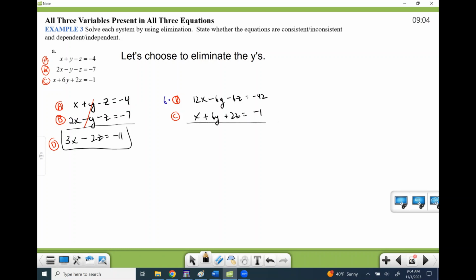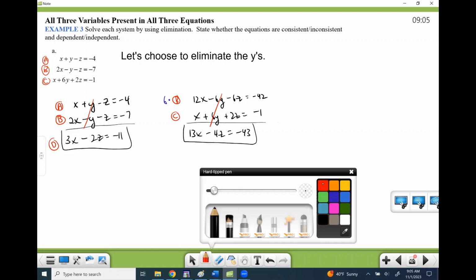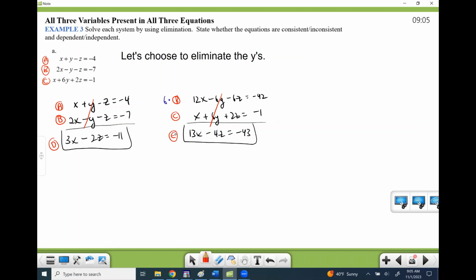We'll add downward. The y's have canceled, and that was key. We need to make sure we cancel the y's again. So a -4 and -43. I'm going to box this and call this equation E. I'm just running down the alphabet, you guys. We already got D, so now we're on E.